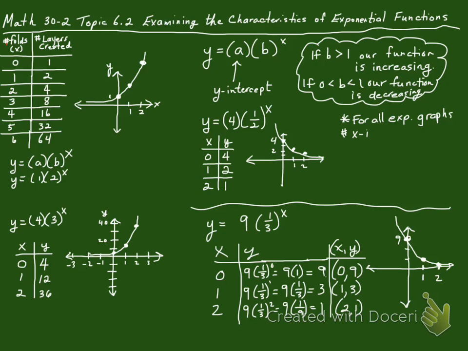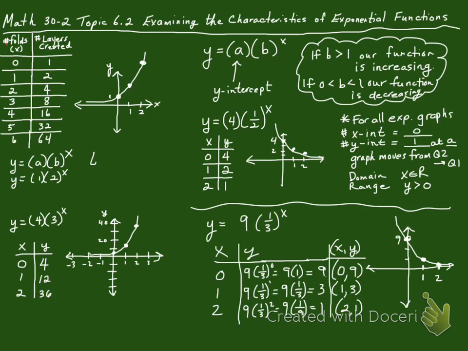Now, for all exponential graphs, it appears that the number of x-intercepts, well, there aren't any. The number of y-intercepts, it appears that there's always going to be one, and it's going to occur at point a. Next, our graph seems to move from quadrant 2 to quadrant 1 in all cases. Our domain appears to always be x can be any real number. And our range appears to always be greater than 0.